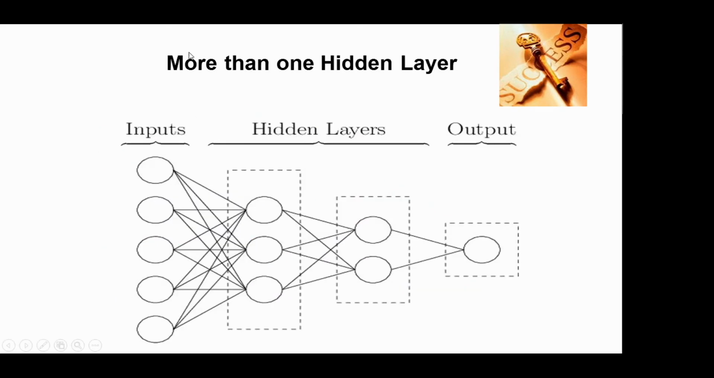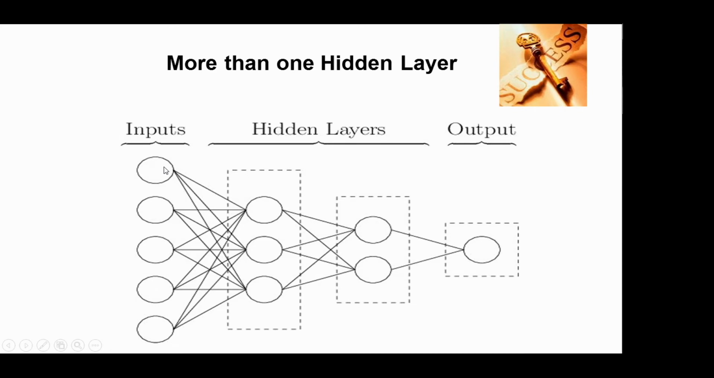So in this diagram you can see, how many neurons are present in the input layer? 5. In the first hidden layer the number of neurons is 3, in the second hidden layer the number of nodes is 2, and in the last layer the number of nodes is 1. It means if the last output layer has 1 node, then it is known as binary classification, meaning you are training your machine to perform binary classification.